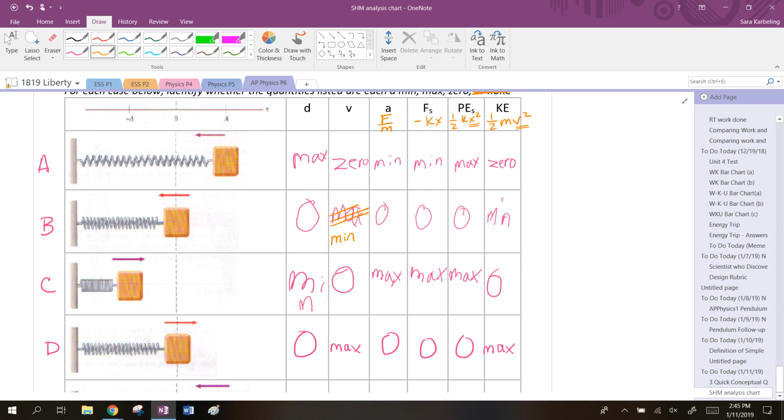Why is the acceleration 0? Or is it? Because the force is 0, right? The force is 0 because x is 0. Boom, boom. Yeah? Okay. Tell me about the potential energy.